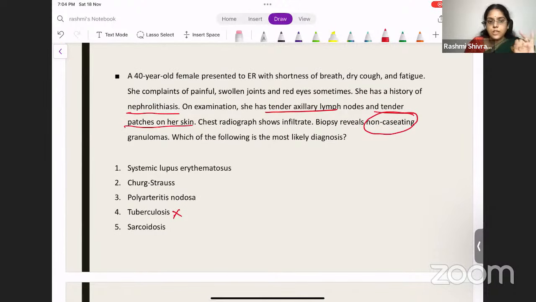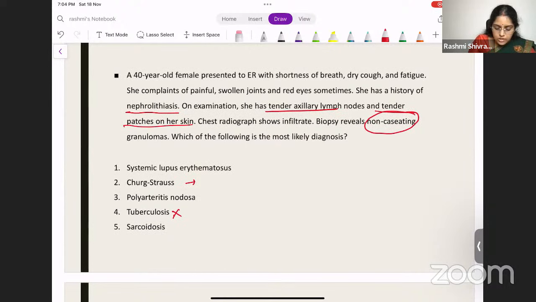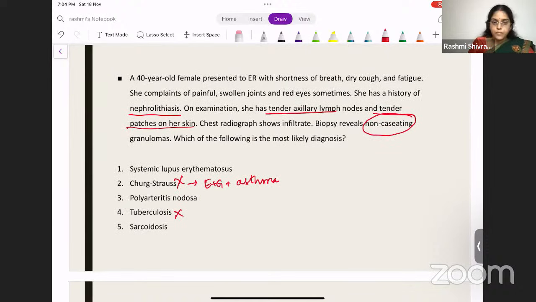Tender axillary lymph nodes, tender patches on the skin, right? In Churg-Strauss, what have we seen? We have seen that there should be eosinophilia, granulomatosis and vasculitis. Eosinophilia, asthma, all these things should be there. There is no history to suggest anything like eosinophilia or asthma in this question, so we can rule out Churg-Strauss also. If it was systemic lupus erythematosus, the patches on the skin would not be tender. They are painless maculopapular rashes, isn't it? So the rashes will not be tender. So this is not systemic lupus erythematosus also.